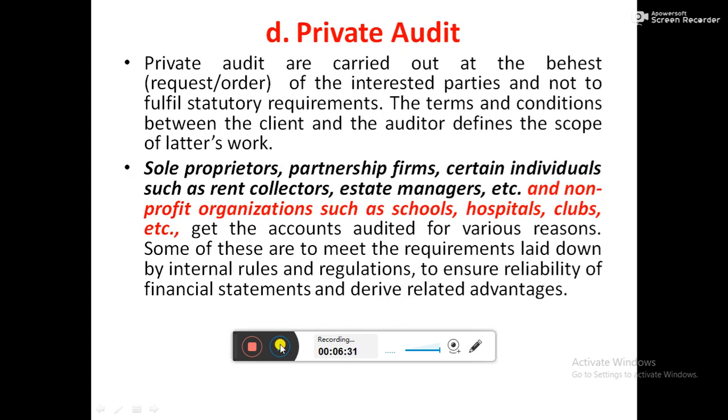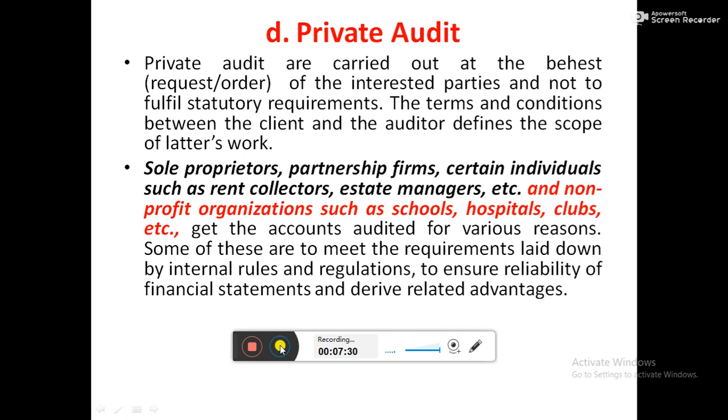And the fourth type is private audit. Private audits are carried out at the behest, that means at the request or at the order of the interested parties and not to fulfill any statutory requirements. The terms and conditions between the client and the auditor defines the scope of latter's work, that is the scope of auditor's work. So we can say that private audit is one which is carried out at the request or at the order of the interested parties to fulfill their own requirements, not to fulfill any of the statutory regulations. Example of private audit is sole proprietors, partnership firms, auditing of certain individuals such as rent collectors, estate managers, etc.